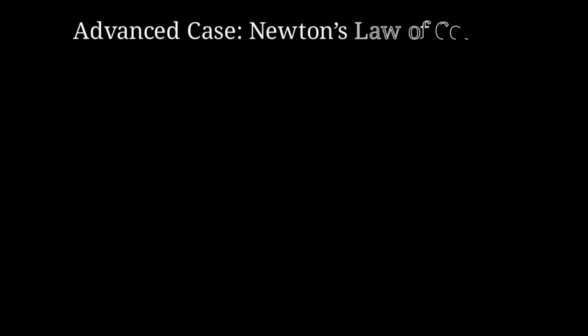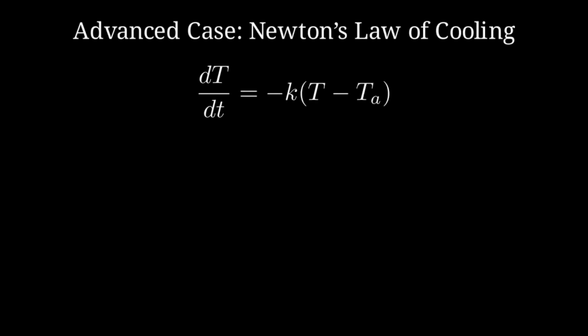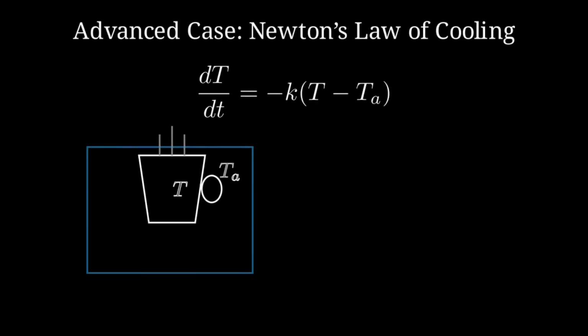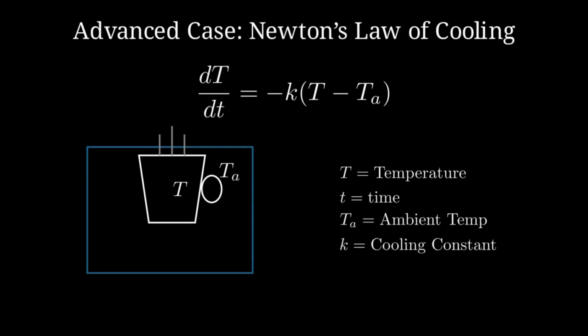Another application is Newton's law of cooling. The rate of change of temperature T is proportional to the difference between the object and its surroundings. By treating T minus T_ar as a single block, we can separate the variables and solve for how an object reaches thermal equilibrium. Be careful!